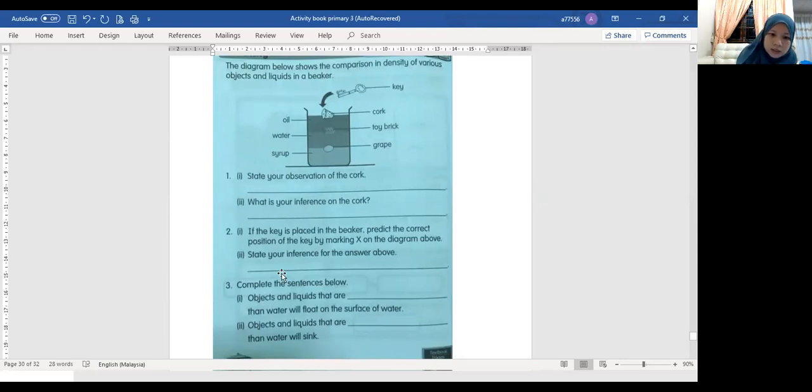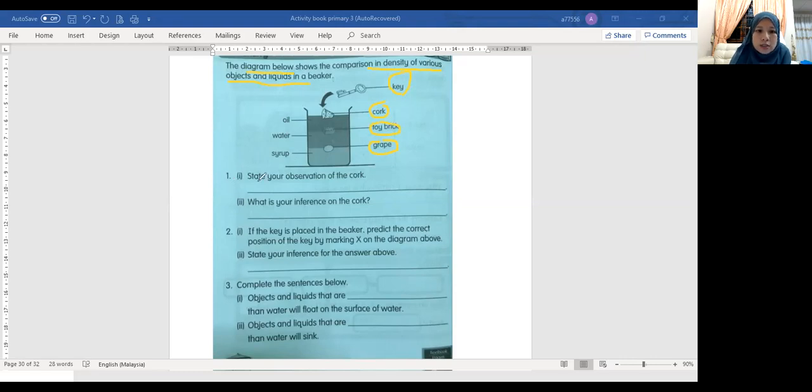Let's look at page 66. The diagram below shows the comparison in the density of various objects and liquids in a beaker. As we can see, there are various objects: key, cork, toy brick, and also grape. These are different objects, and also in different liquids. The liquids here are oil, water, and syrup. So all of these things have different density.